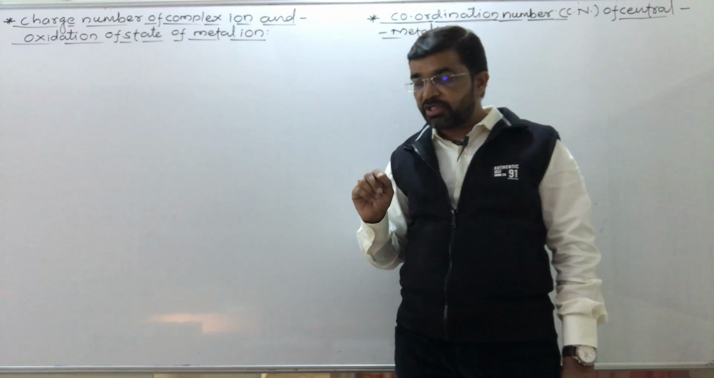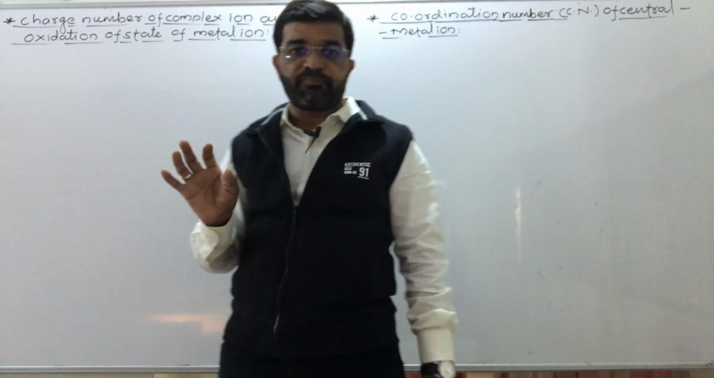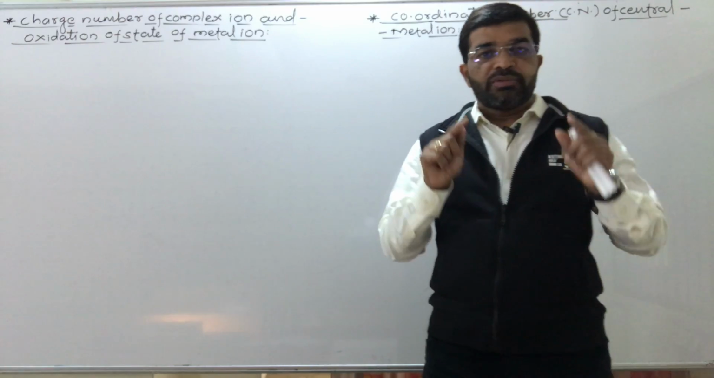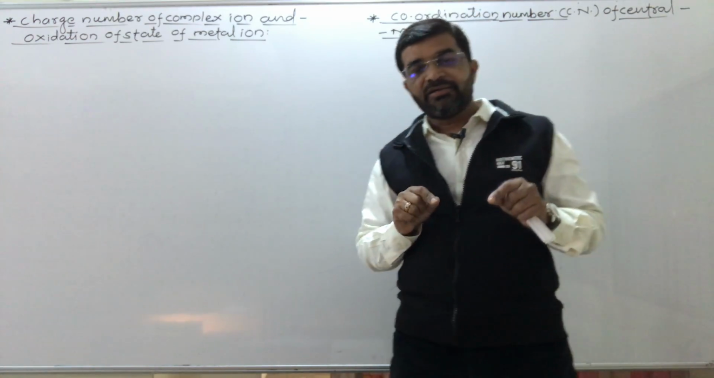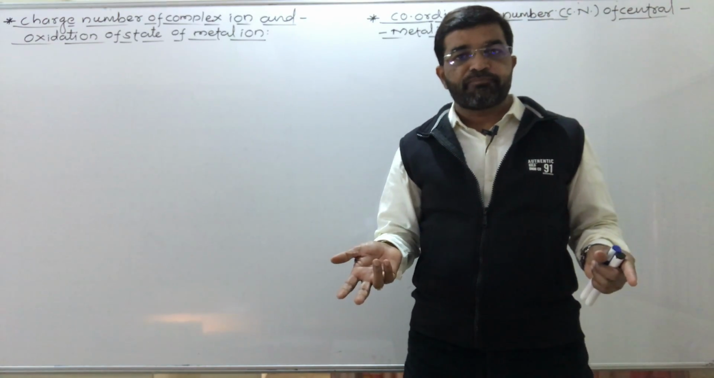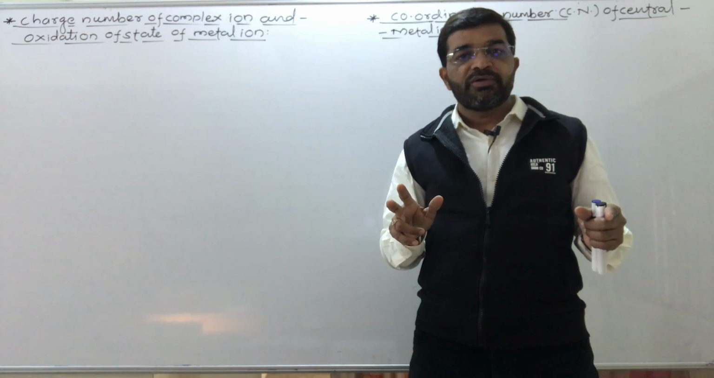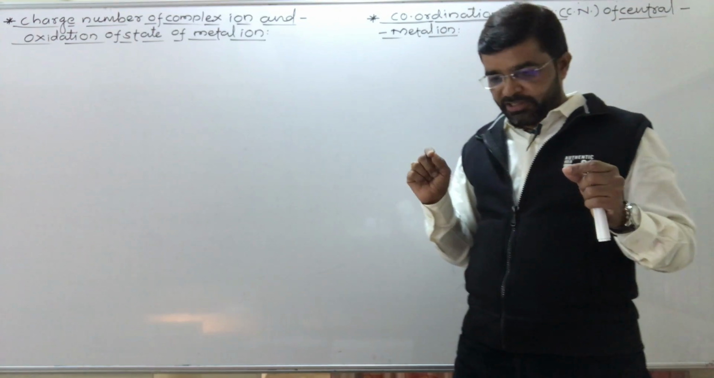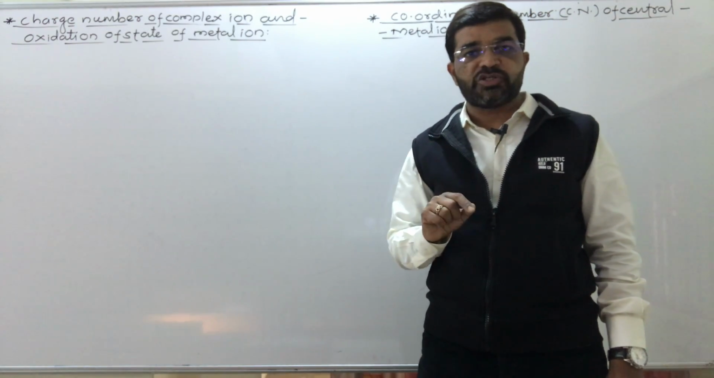We also studied terms in a coordination compound: the inner sphere, which is written in square brackets, is called the coordination sphere, and the outer sphere, which is written outside the square bracket, is the ionization sphere. We studied examples of the coordination sphere and ionization sphere in the last lecture.